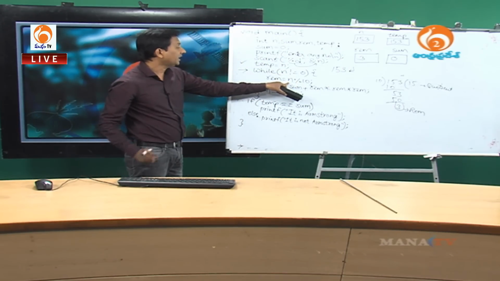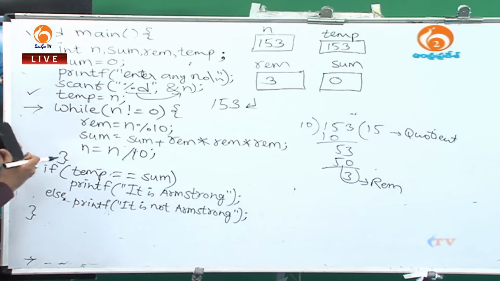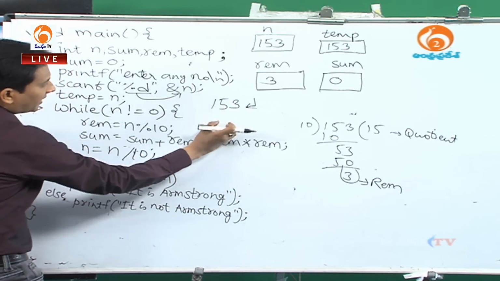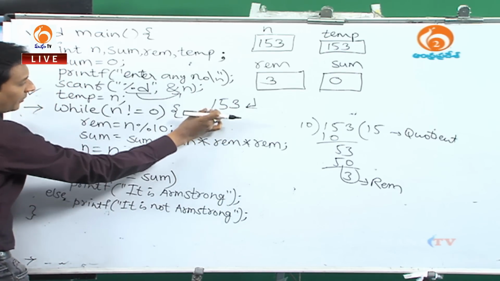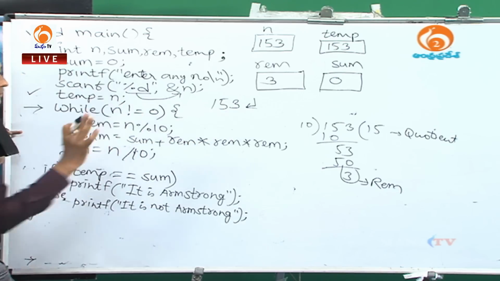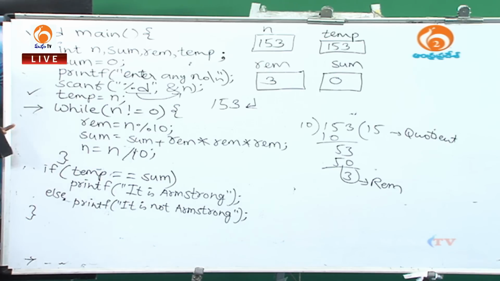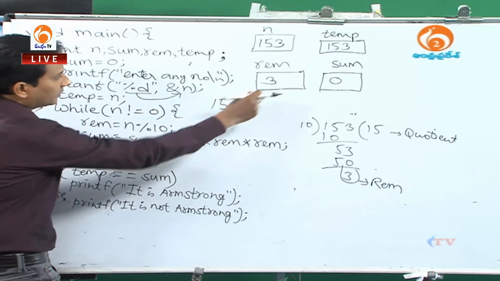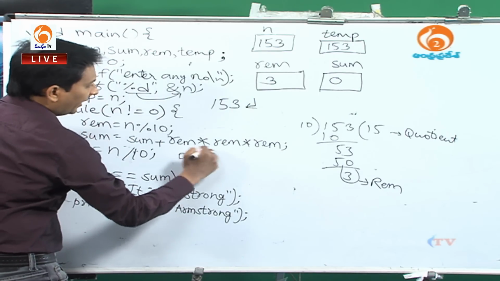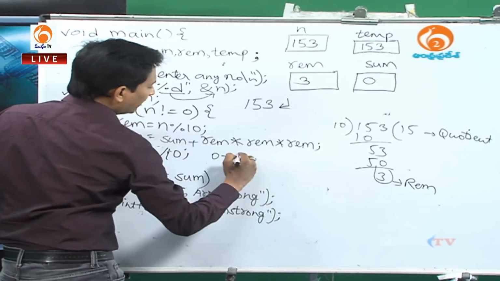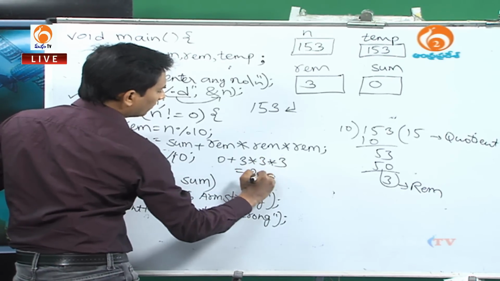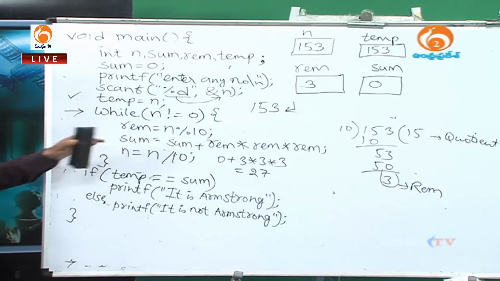I am extracting each digit from right to left. First I am extracting 3, next I am extracting 5, next I am extracting 1. At last n becomes 0. That is my logic. Next, sum equal to sum plus remainder cube. Sum means 0 plus remainder cube. Remainder cube means 3 into 3 into 3.